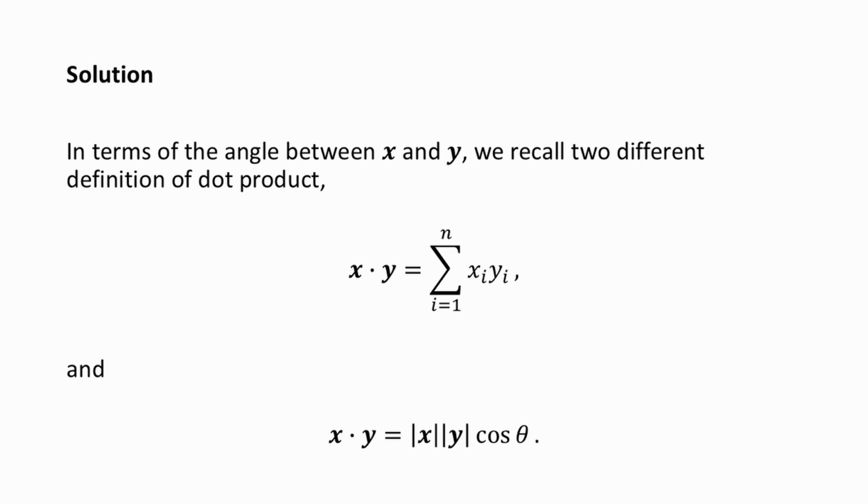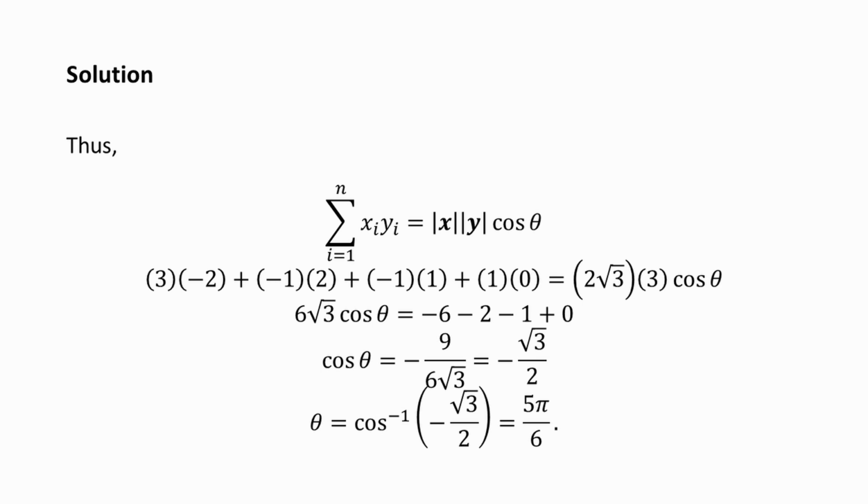There's another definition, because in Euclidean space we are already very familiar with angles. We define the dot product as the norm of x times the norm of y times cosine theta, where theta represents the angle between these two vectors. With these two definitions and the information the problem gave us, we can calculate the angle between these two vectors. We have the first definition on the left-hand side and the second definition on the right-hand side. Then we can plug in the numbers.